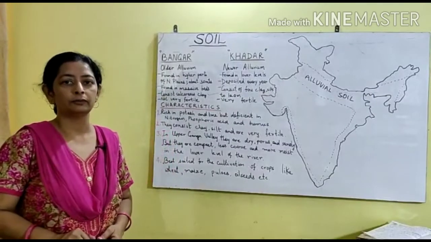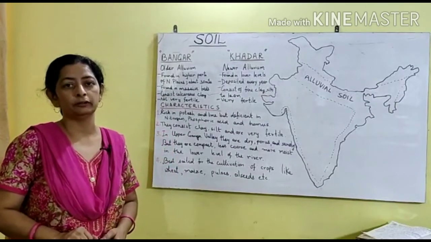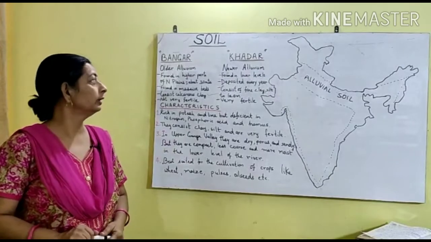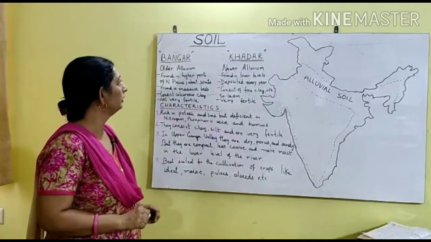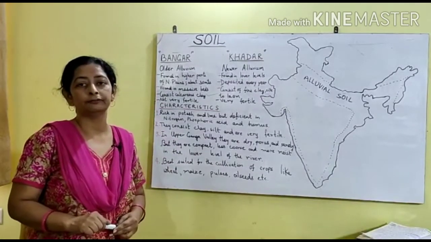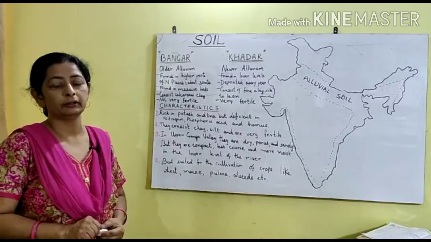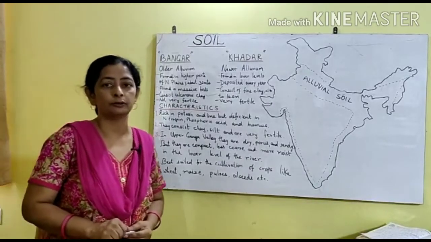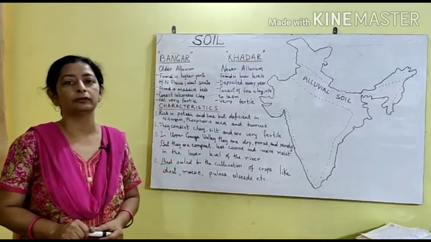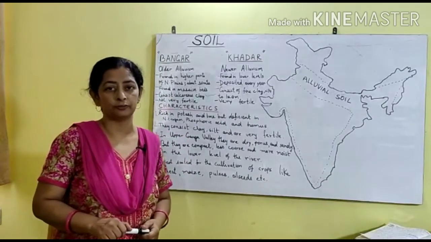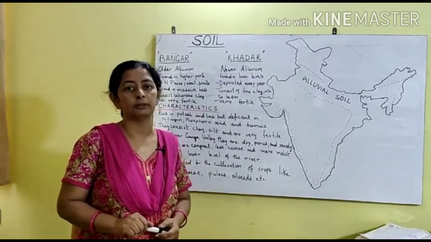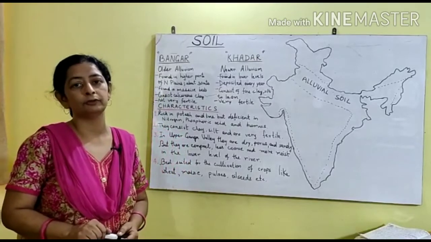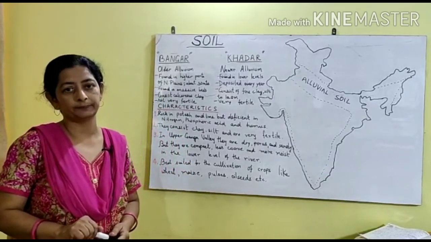Today we are going to start with the new chapter Soil of Class 10 ICSE Board. The chapter Soil will be dealing with all the different types of soil here. But before that, what is soil? Soil is the uppermost layer of the earth's crust which consists of organic matter as well as mineral matter which is necessary for the growth of plants.